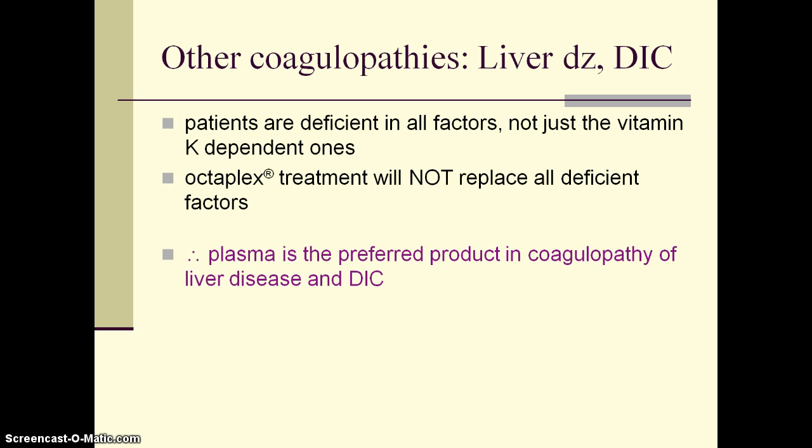We already mentioned that for other coagulopathies such as liver disease and DIC, in which there's a global factor deficiency, not just the vitamin K dependent factors, PCC is not the appropriate product to use, and PCC is neither recombinant nor should it be used as a plasma substitute.